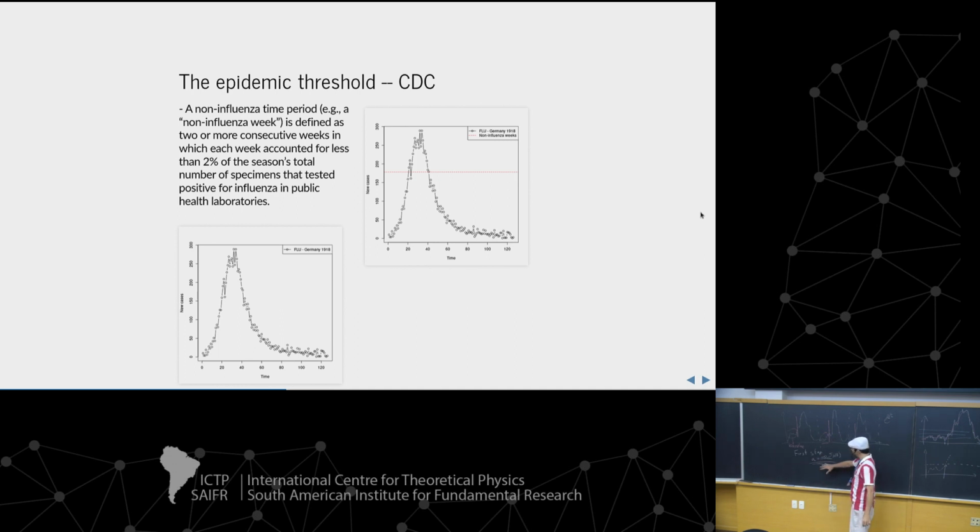Right, so my first approximation is just that. From the epidemic threshold, the first approximation for the epidemic threshold is 2% of the total number of cases on a specific season. So for each season, I will have, in principle, a different threshold.